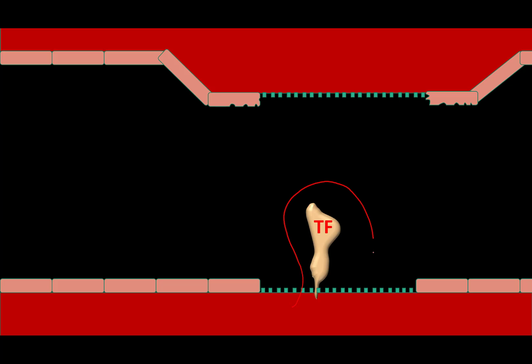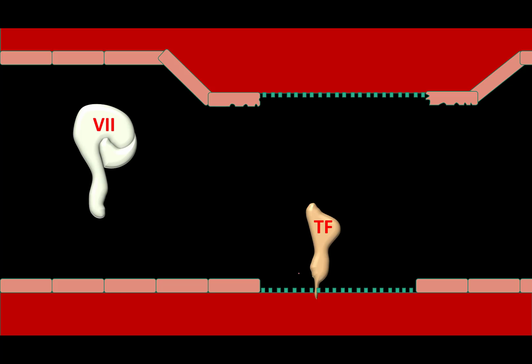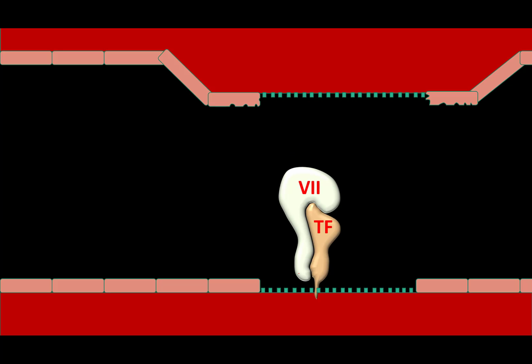Similarly, the tissue factor will get exposed whenever the endothelium is damaged, and this tissue factor will bind to factor 7 and form a complex, and this complex will activate factor 10. Now this pathway is called the extrinsic pathway. So this will activate factor 10.